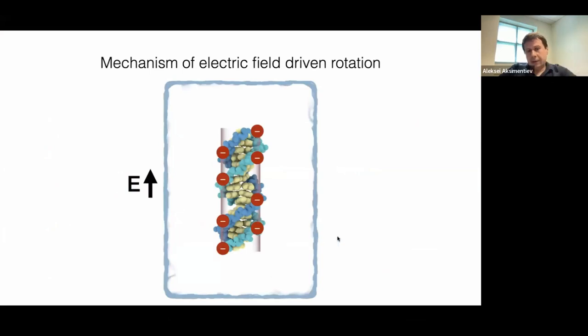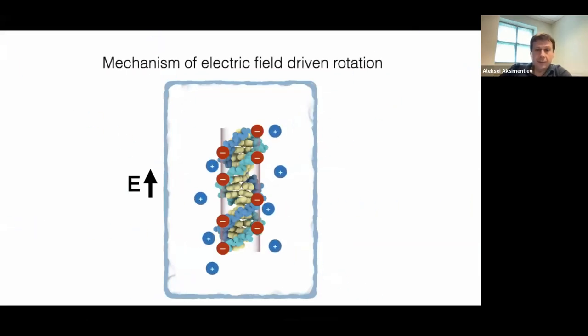So why does it work? What's the mechanism? The mechanism is the following. The DNA is negatively charged. And because it's negatively charged, it is surrounded by counterions. The counterions are not bound to DNA. They're just around there. But they are in water, which makes the fluid near the DNA positively charged.